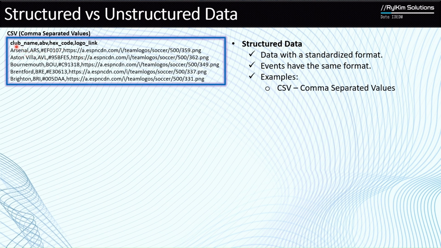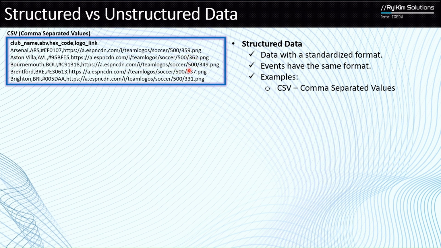So you have here, for example, Arsenal as a club name. And then ARS here, that's the abbreviation. And then you see here is the hex color. And then you see the logo link here. And you go to the second one, Aston Villa, and all that. So you see that this first event has the same format as the second event, the same format as the third event, the same format as the fourth event.